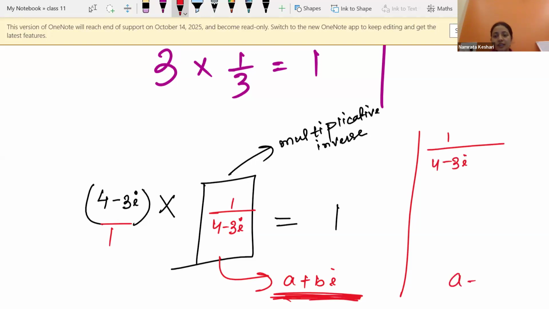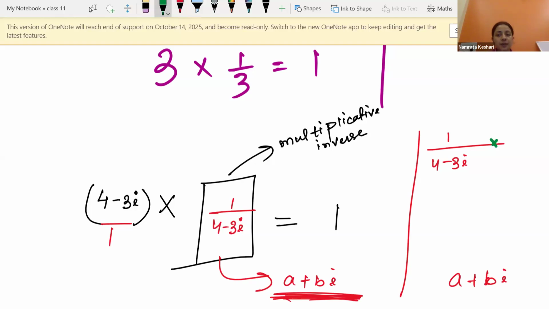Are you understanding, everyone? Are you understanding how to write it in a standard form? Just now I was telling you, use the rationalization concept. You know that if a minus b is there, then we multiply a plus b in the numerator and a plus b in the denominator. Exactly like that, we can use the logic of rationalization over here.